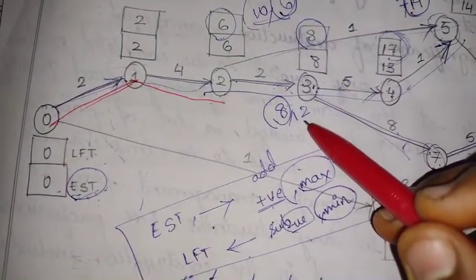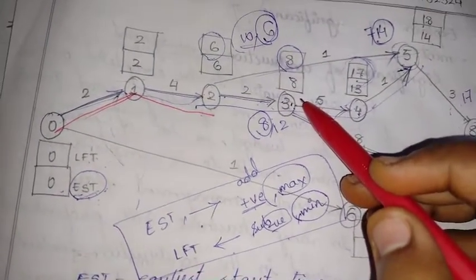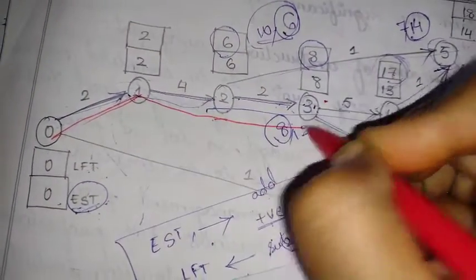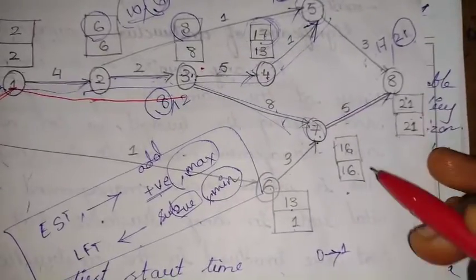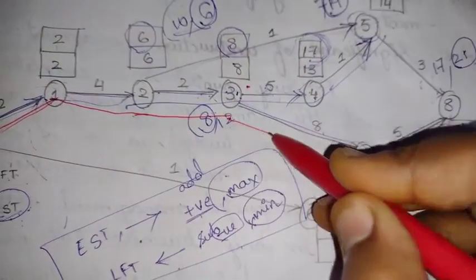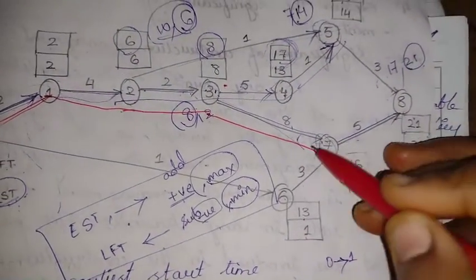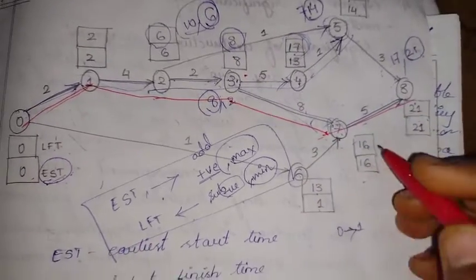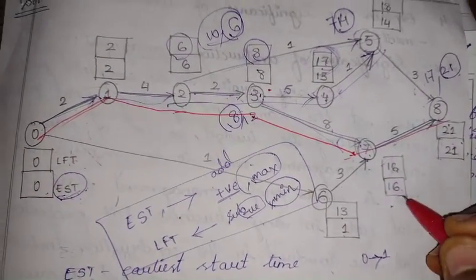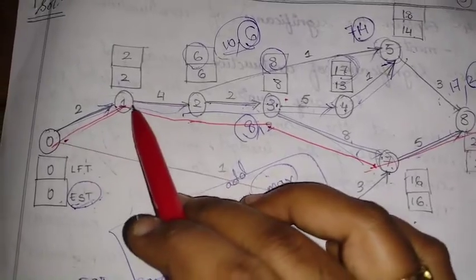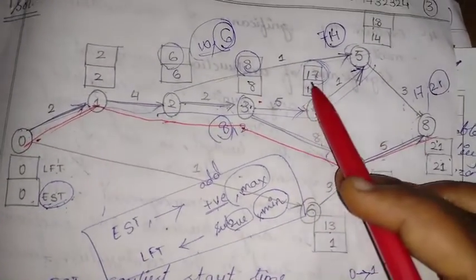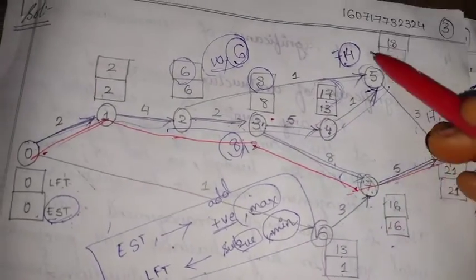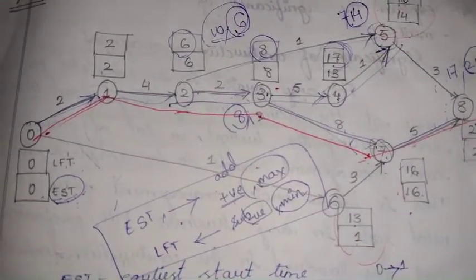Again, here it is 8 and 8. It would be going till 3, so it is 17 and 13, it's not the way. Here it is 16 and 16, so this is the way. Again 21 and 21, this is the way. Whenever the upper and bottom boxes are the same, we say that path is the critical path, and those activities are critical activities. The remaining ones are different, so this is the critical path.